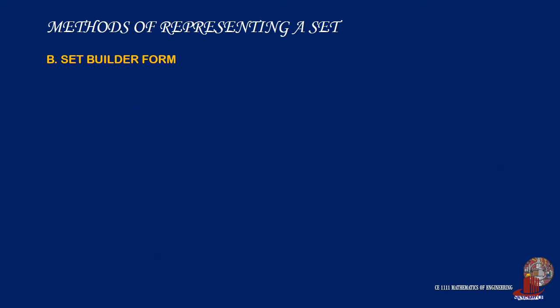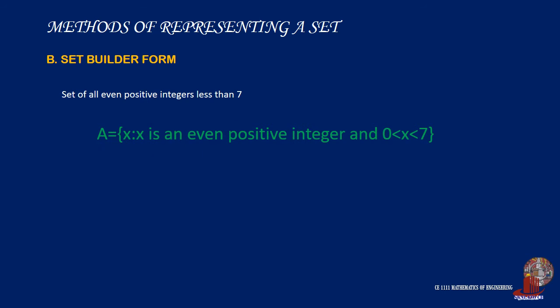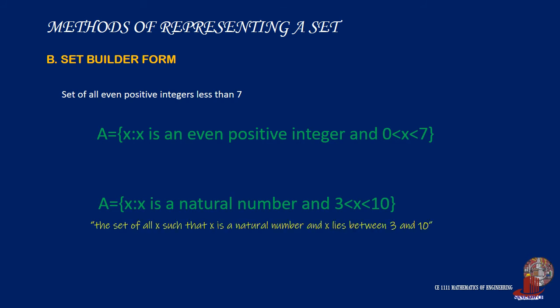From our previous example, the set of all even positive integers less than 7 can be written in set builder form as such, which could be read as the set of x, where x is an even positive integer and it lies between 0 and 7. Another example, this could be read as the set of all x such that x is a natural number and x lies between 3 and 10. The answer would be, in roster form, {4, 5, 6, 7, 8, 9}.